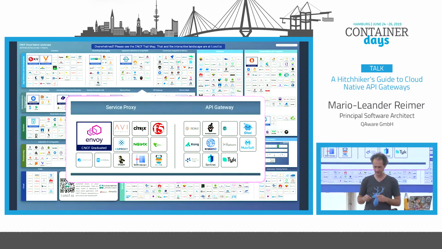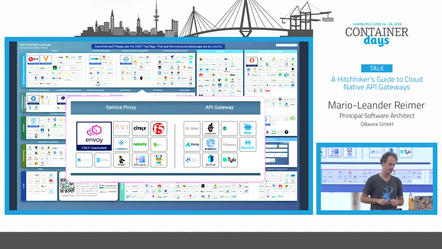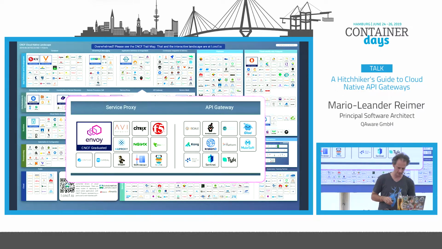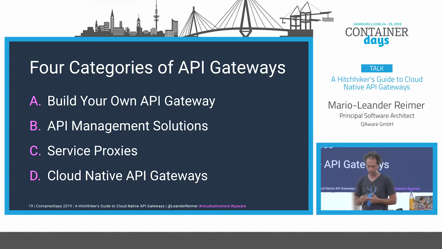Okay, I think the place to look is service proxies and the section where it says API gateways. I mean, this is their categorization. What I did is kind of a different one. I think there are four different categories: build your own API gateway, full-blown API management solutions, lightweight service proxies, and then the new breed, cloud-native API gateways.